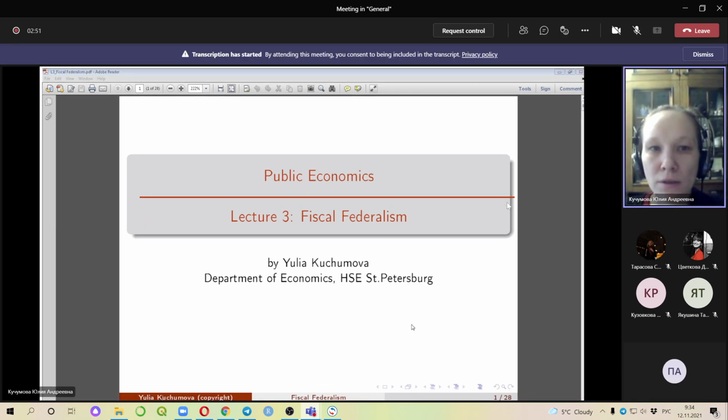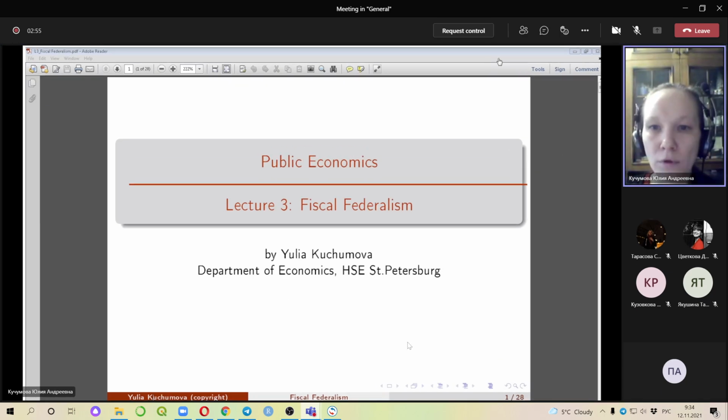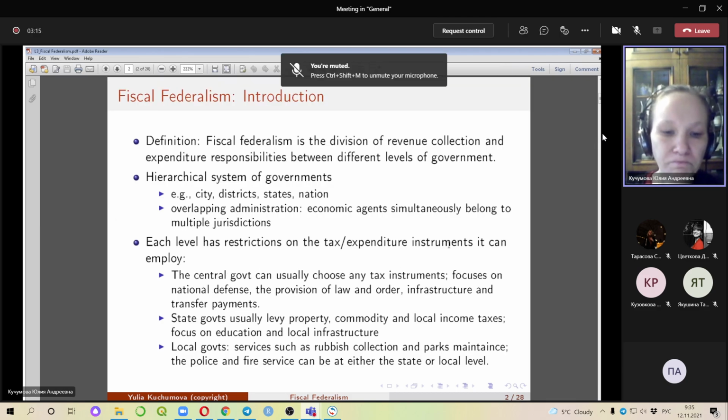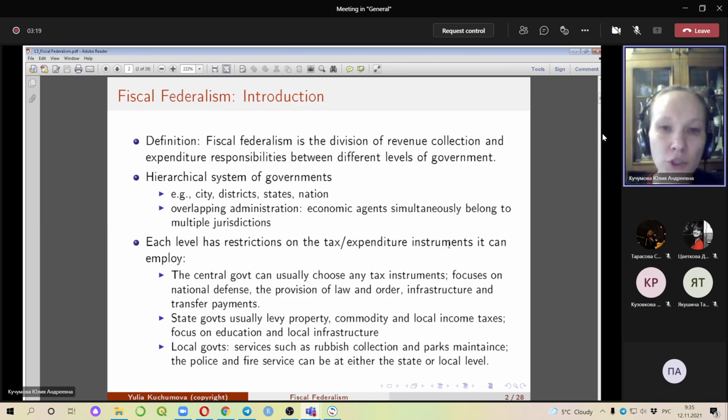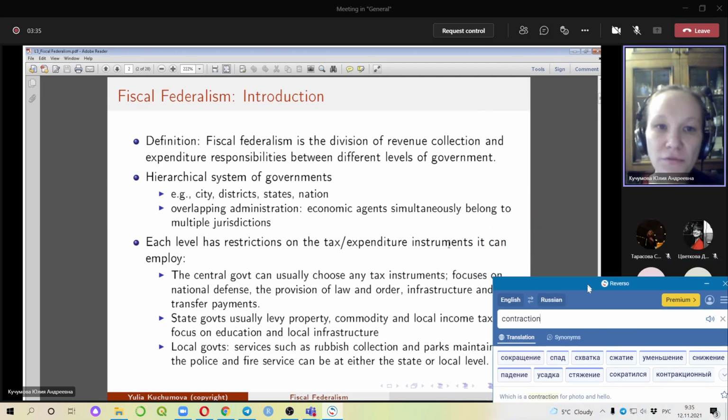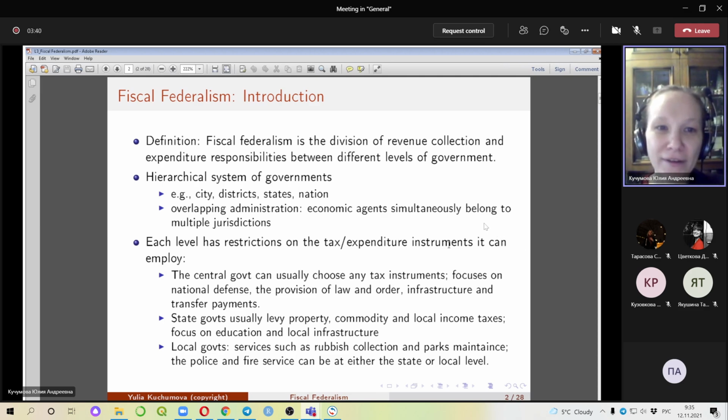So let us move on and start with our third lecture. The topic is fiscal federalism. Before, we talked about public goods and local public goods, and today we're going to talk about how the provision of public goods is actually implemented in practice. What are the structures of government that are useful for the implementation of public goods? Fiscal federalism is the structure that we will learn to deal with that.